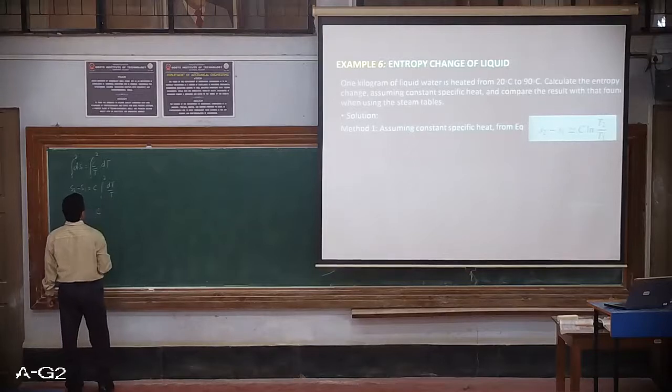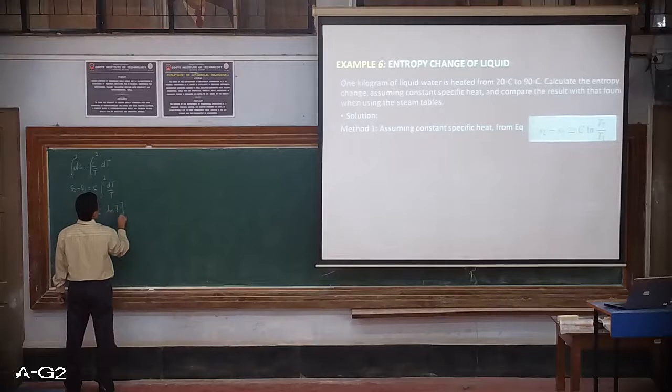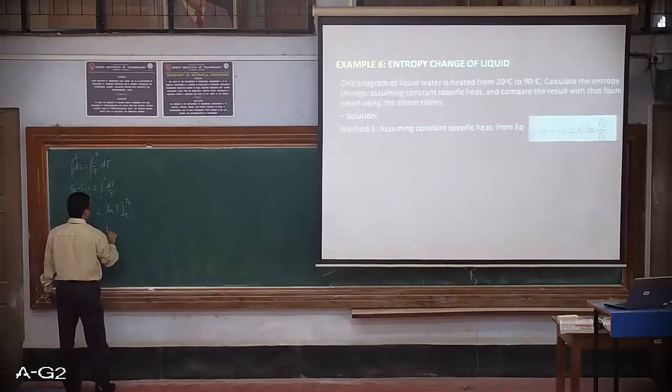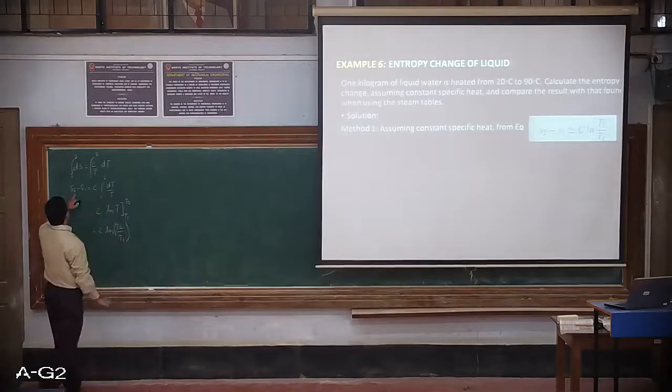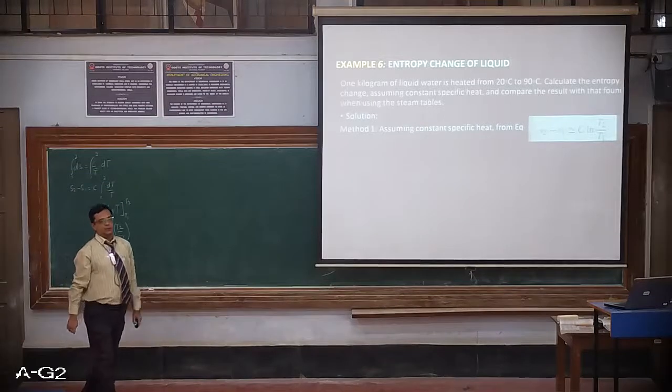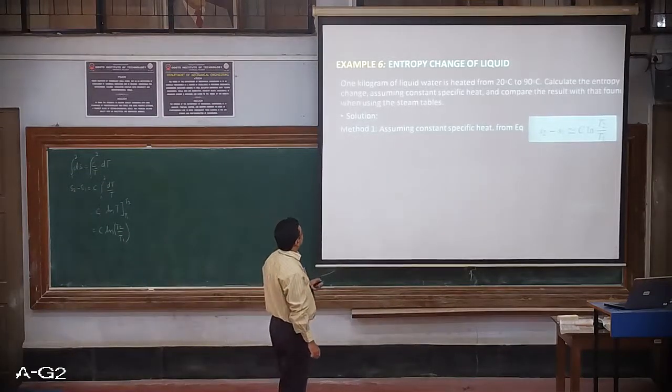So C is as it is. The integral of this is ln T over the limits T1 to T2. So C ln(T2/T1) will give you the change in entropy. Now we need to assume, in the first case, constant specific heat.